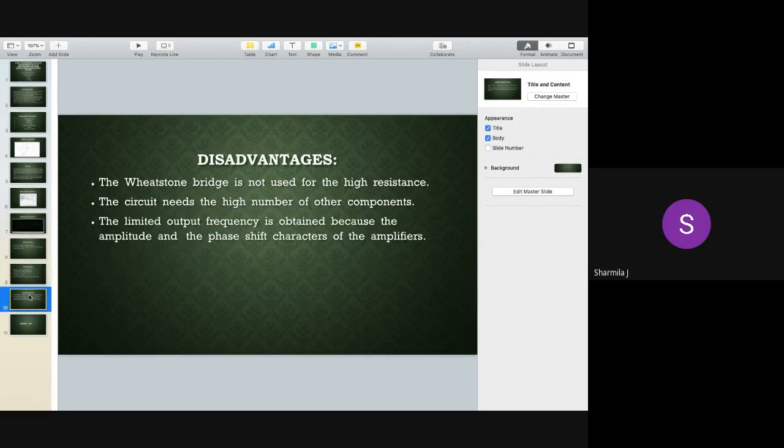Disadvantages: If transistorized amplifiers are used instead of an op-amp, then more stages are required to obtain zero phase shift between input and output. The frequency stability is poor. The circuit needs a high number of other components.